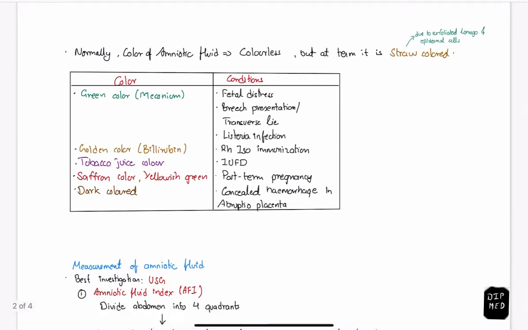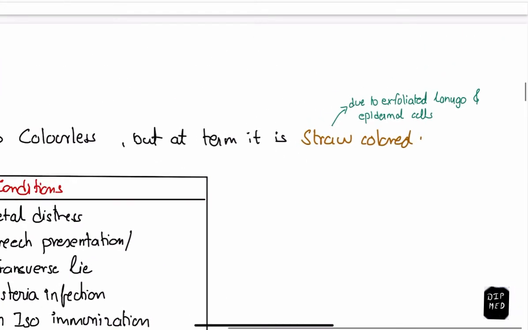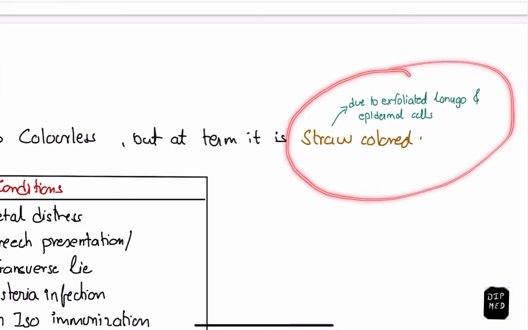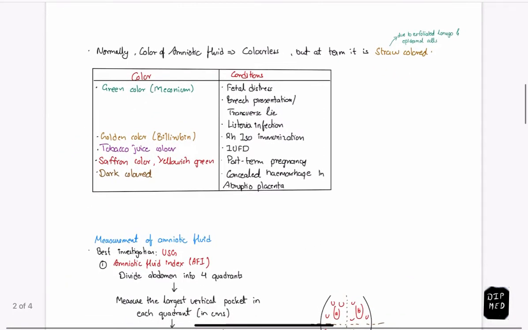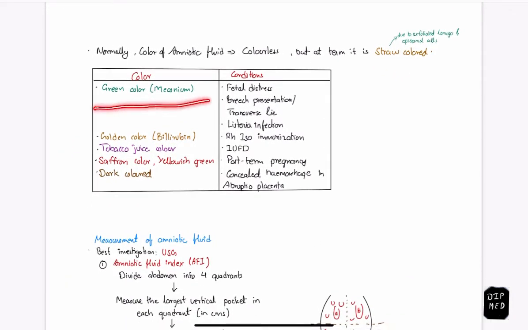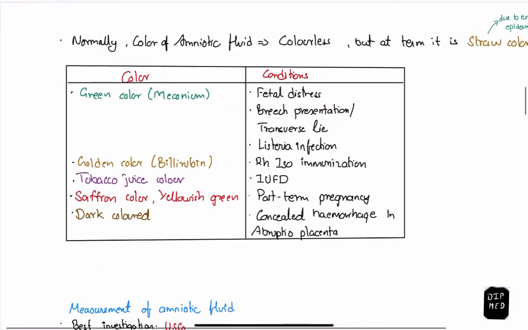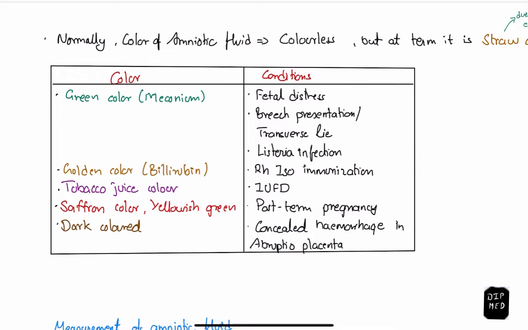Normally, the amniotic fluid is colorless, but at times it is straw colored, possibly due to exfoliated lanugo and epidermal cells. Deviation from normal color has clinical significance. Green colored amniotic fluid means it is meconium stained, which can be seen in fetal distress, breech presentation or transverse lie, and listeria infection. Golden color means it is bilirubin stained, which is seen in Rh isoimmunization.